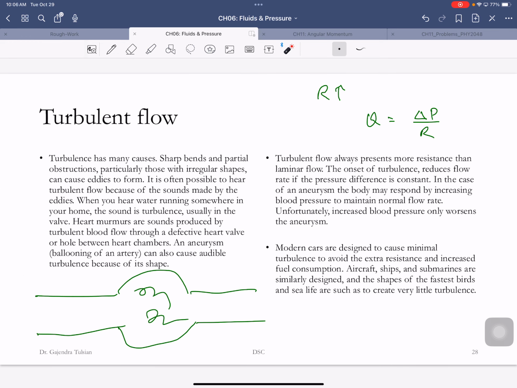All right, so I hope you understand that turbulence costs you. Why does turbulence cost you? Because there's more resistance to the flow. Or if you're traveling through a fluid, for instance, if your car is traveling through a fluid, there are more drag forces on you.